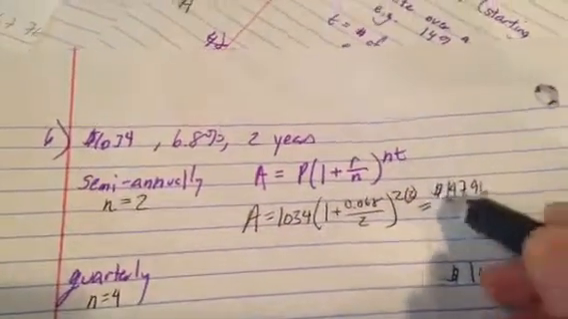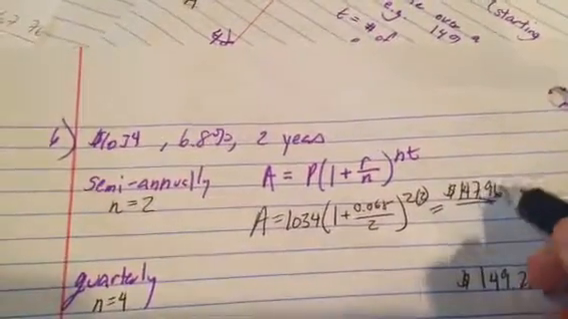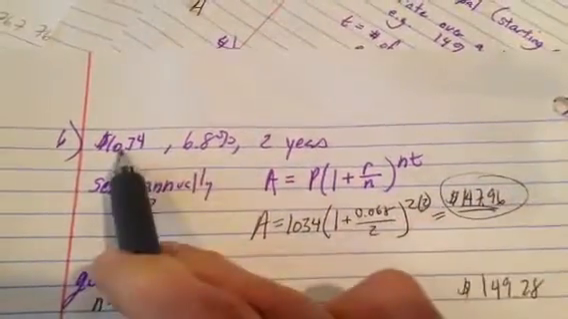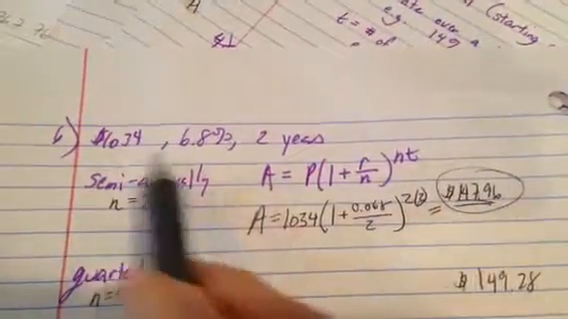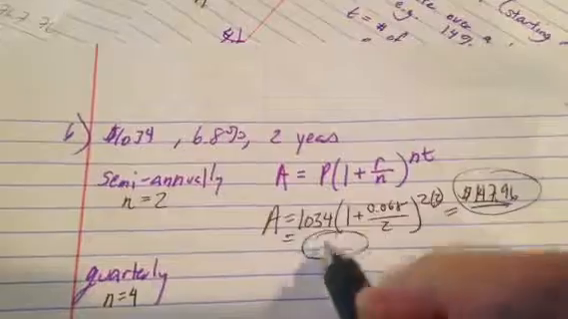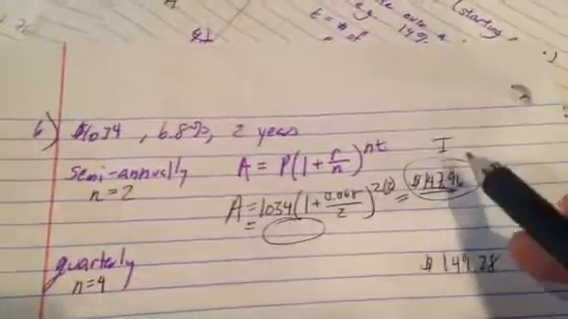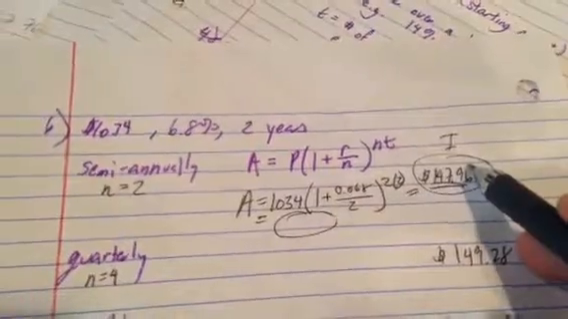Punch that in on your calculator, you should get, not quite this, but 1,034 plus that is what this will give you. So you'll get a final amount, and then you subtract your initial to get to the interest earned. And the only thing that's changing for the rest of these is the n.